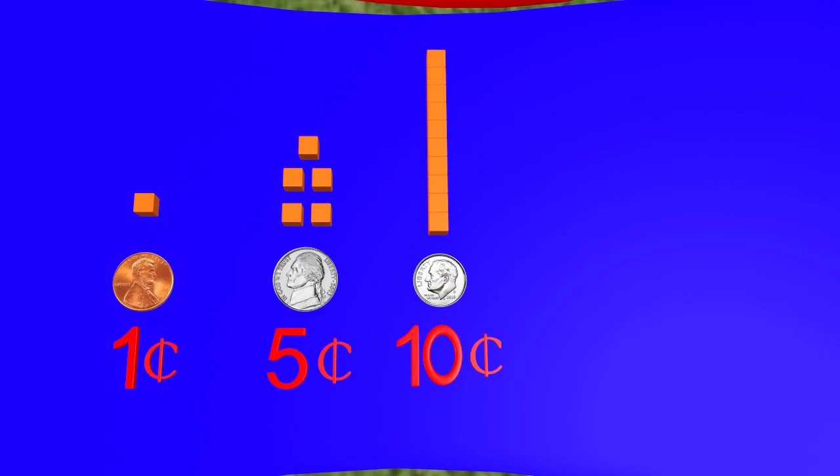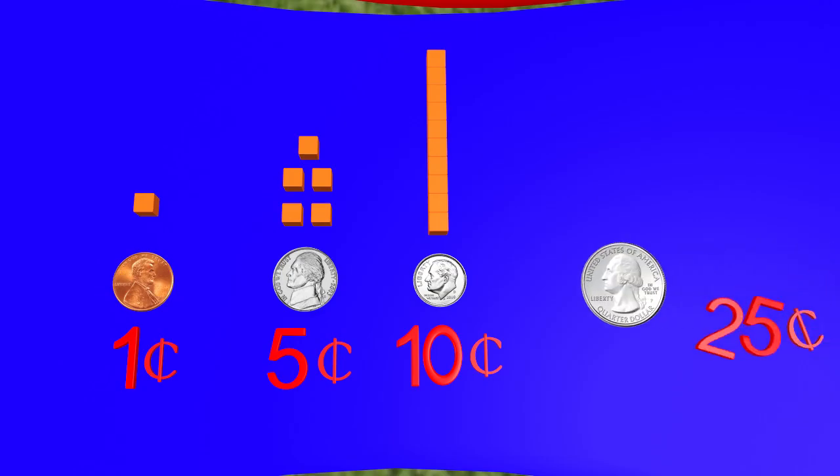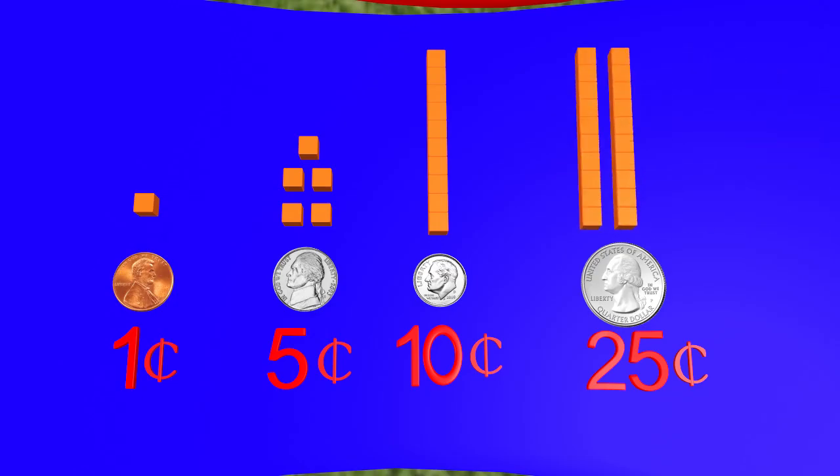Our last coin is called a quarter. A quarter is worth 25 cents. To show 25 cents with our blocks, we would need 25 blocks, right? So to get 25 blocks, we need 2 tens blocks and 5 ones blocks. This set of tens blocks represents a quarter.